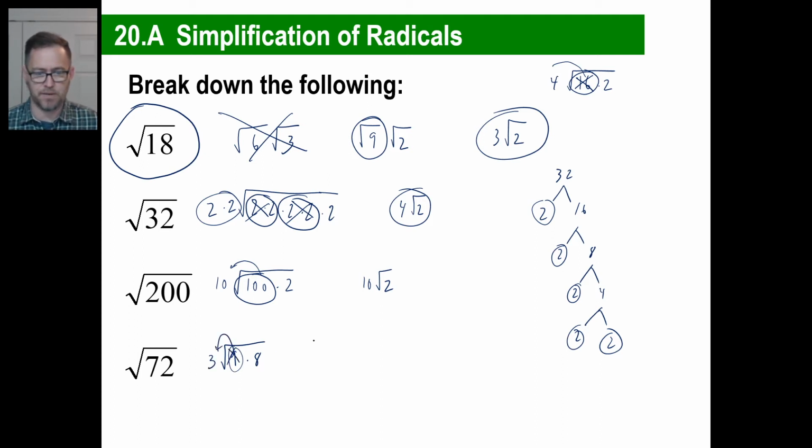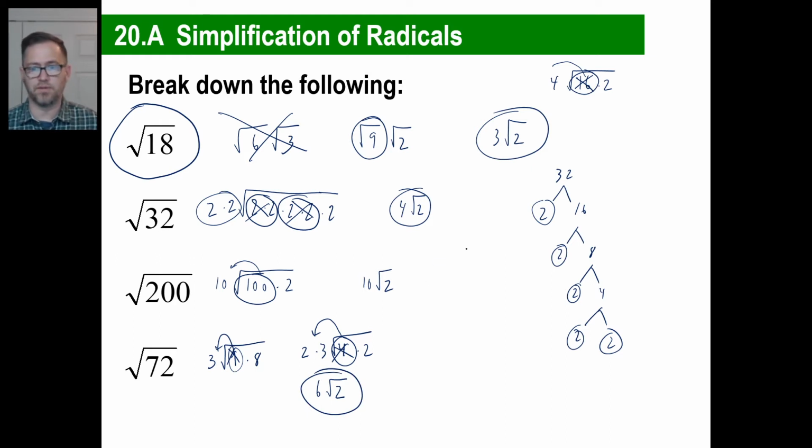Well, 8, you can break down into 4 times 2, right? So you can look at this and go, oh, I have a 4. The square root of that is 2, so I'll do 2 times 3. That's gone now. And my outside number is 2 times 3. Underneath the radical is a square root of 2, and there's my final answer.